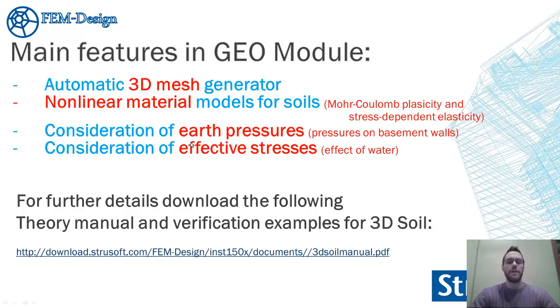And the third and the fourth main feature is the consideration of the earth pressure on basement walls or any other walls. And the other very important thing is the consideration of the effective stresses. So we consider during the calculation, based on the groundwater level, just the effective stresses in the material model, because the connection between the stresses and the strain is the material model. But in soil we need to consider in the stress vector just the effective stresses. So we can subtract the effect of water and subtract the water pressure from the total pressure in the soil.